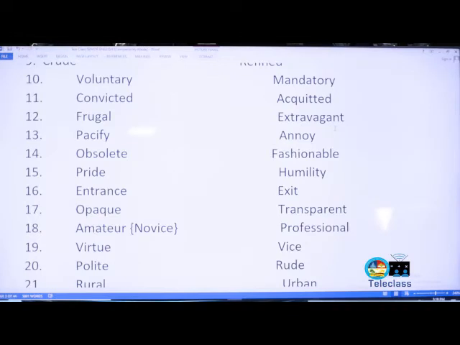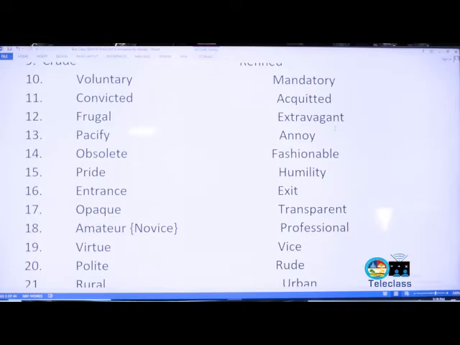Then we have pride. Pride means when someone is proud. That means you lift yourself above others. Opposite is humility, when you bring yourself low or bring yourself down. Then the next thing is entrance. Entrance means there is a point of entry to a particular place. The opposite is exit, where you go out from.